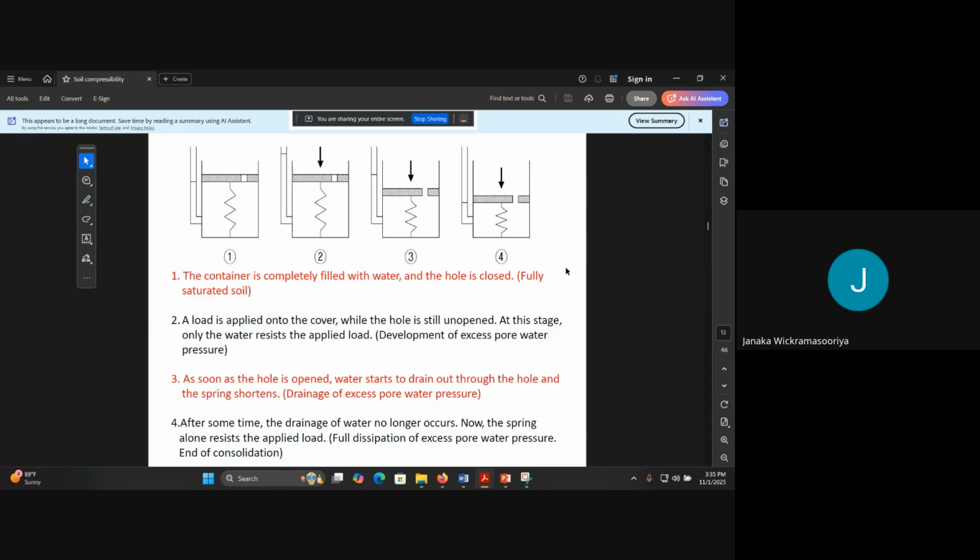Right, we will see by graphs later what happens here. So if you have anything to write down, please write it down.